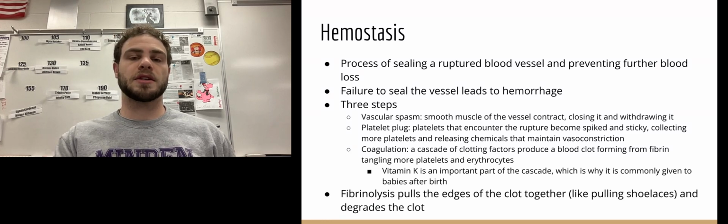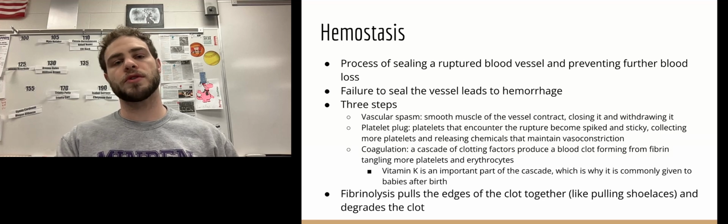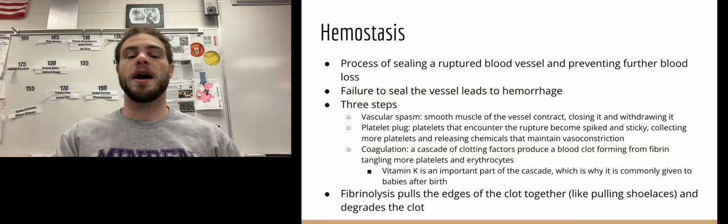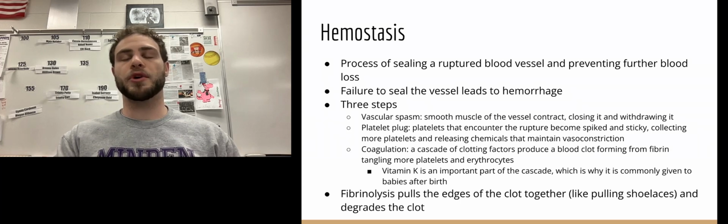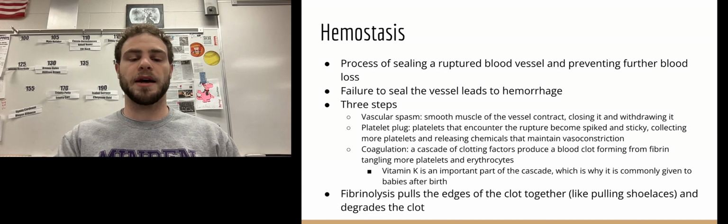Once you have that platelet plug form, you'll then start to see coagulation, which is where you're going to see all sorts of clotting factors, and we won't go into them. There's 12 steps and 2 different pathways of clotting and coagulation. But you're going to get a blood clot that starts to form from the fibrin, starting to tangle some platelets and starting to tangle erythrocytes in that coagulated area.